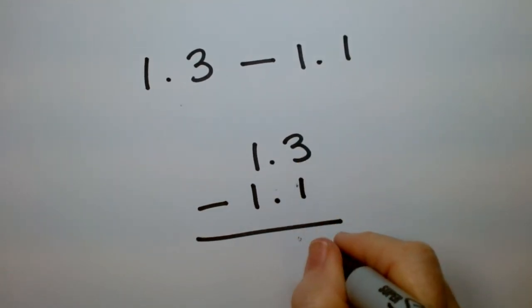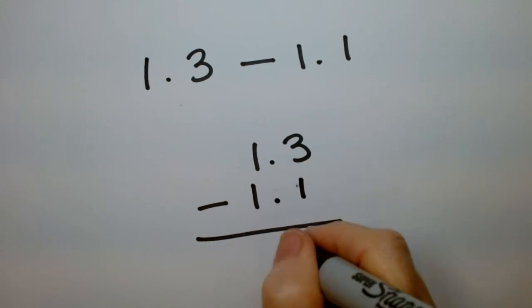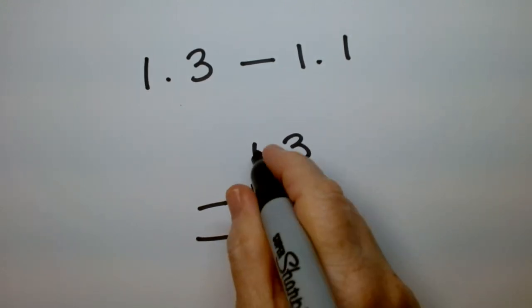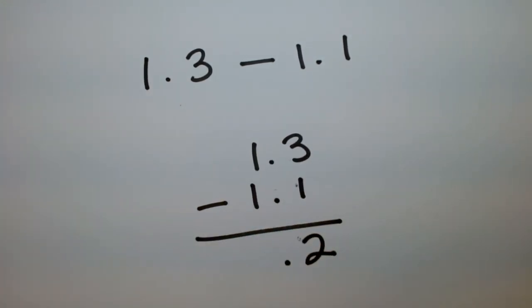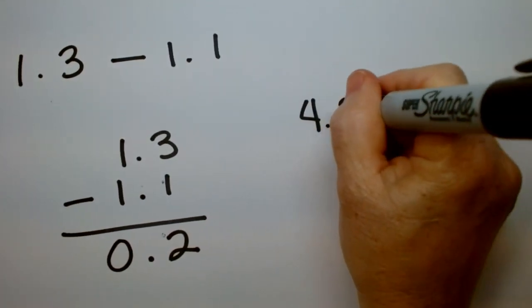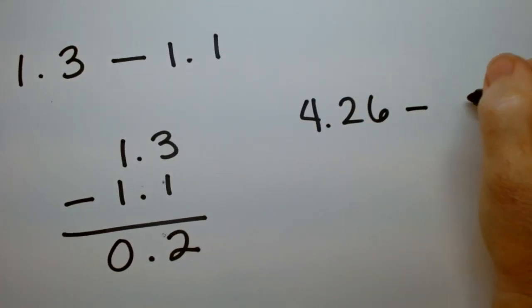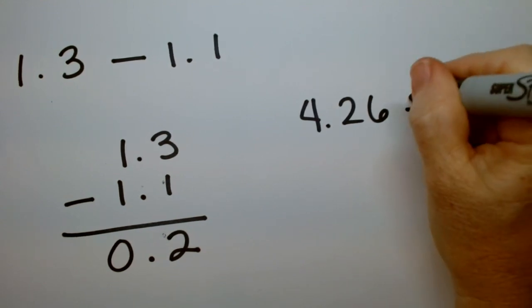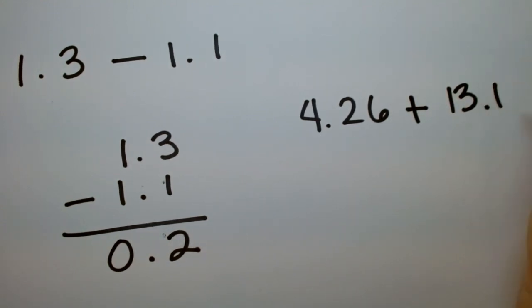So 1 from 3 is 2, decimal point. Uh-oh, is this a problem? Does this explode my problem? No, we just put a 0. Okay, so it's 0.2. Okay, how about a harder one? How about 4.26 minus, or actually let's do plus, 13.1.